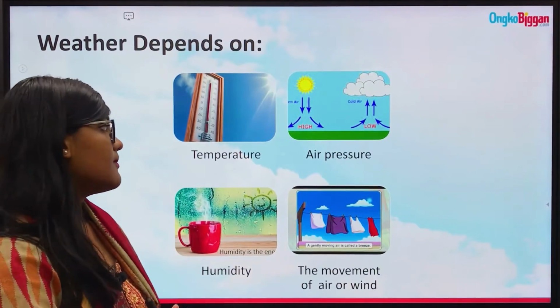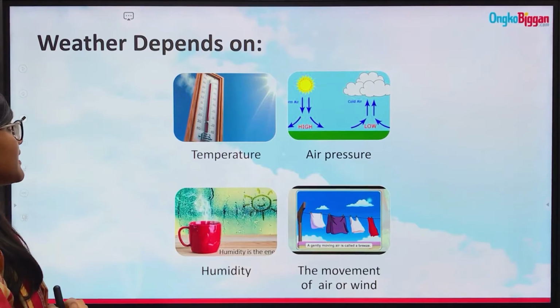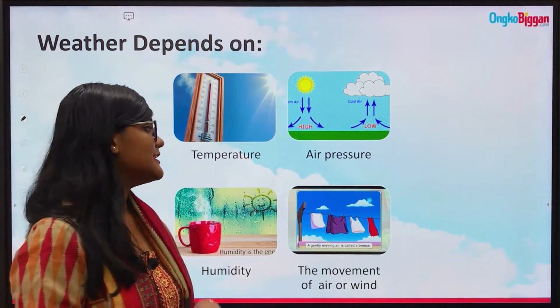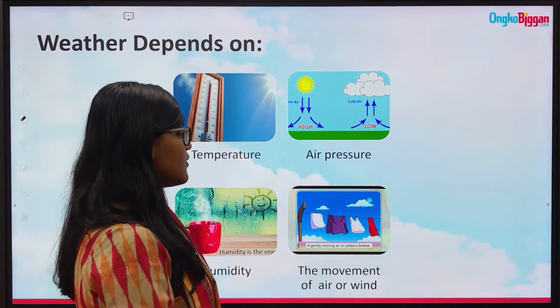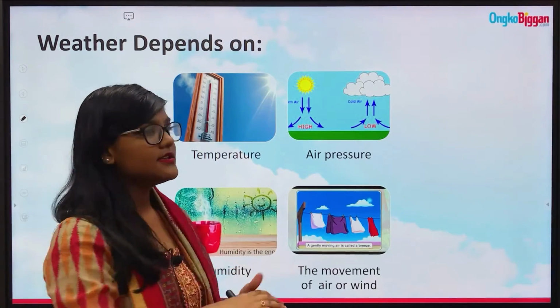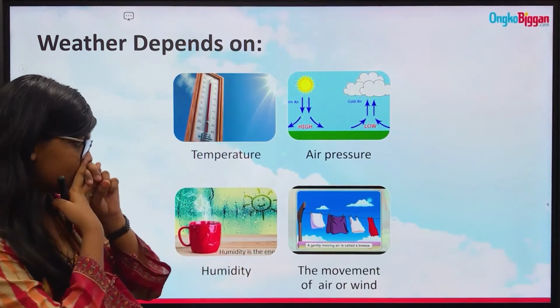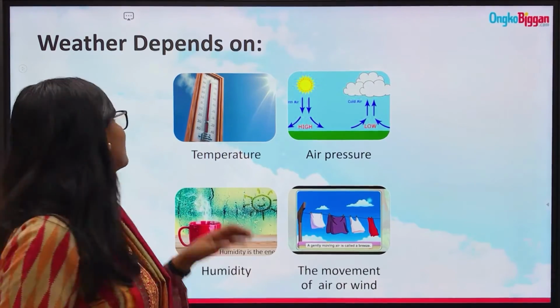So now we will talk about the factors on which the weather depends. Weather actually depends on four factors. Firstly, temperature, air pressure, humidity and movement of air or wind. So actually these factors are interrelated among each other. We are now going to learn each of them in detail.